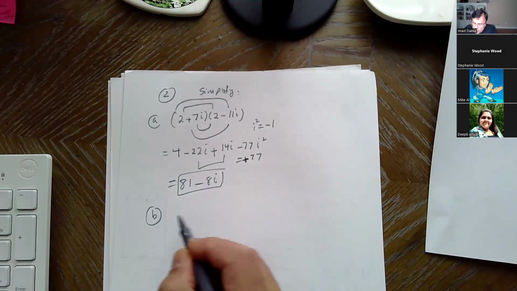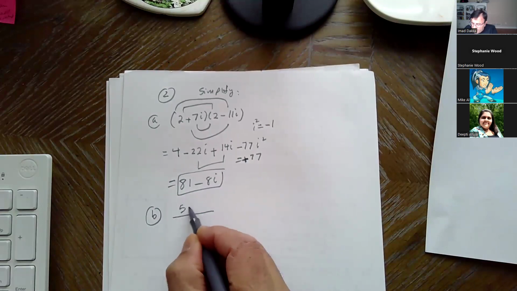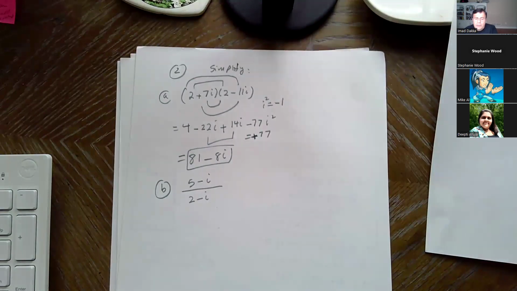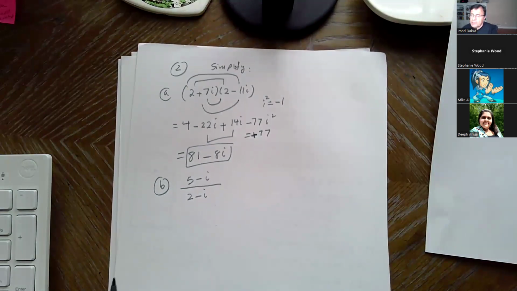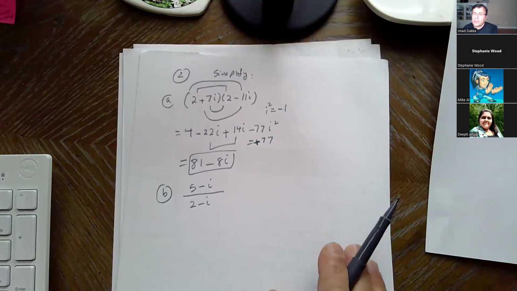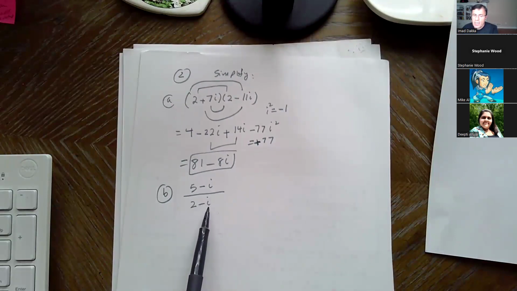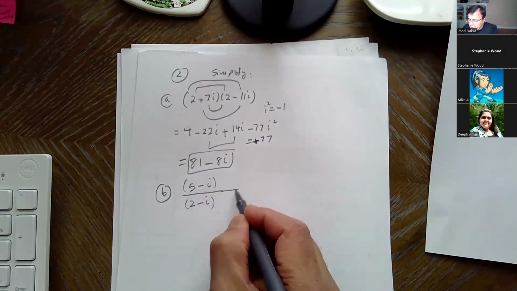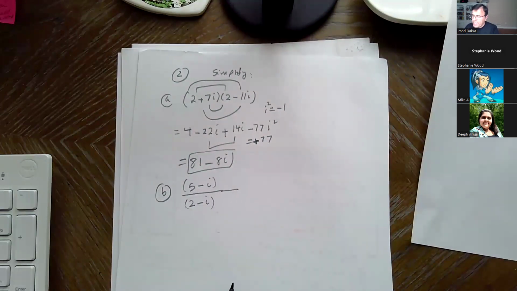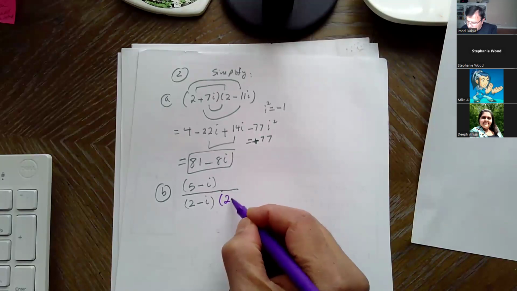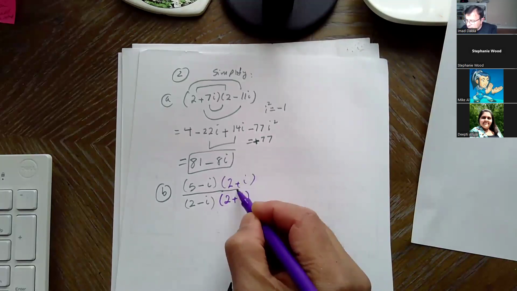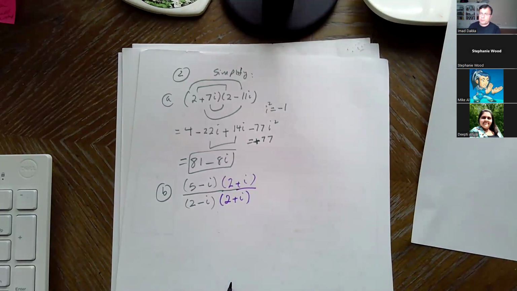Now, if we're dividing two complex numbers like 5 minus i over 2 minus i, again, to divide two complex numbers, just like the rationalizing part, we times by the conjugate of the bottom. The bottom is 2 minus i. Its conjugate is you change the sign of the i term. So you times by 2 plus i. Whatever you times the bottom by, you gotta times the top by to keep the balance of the fraction.